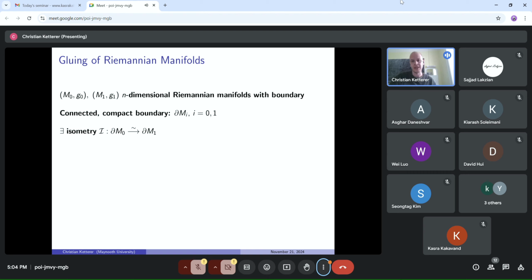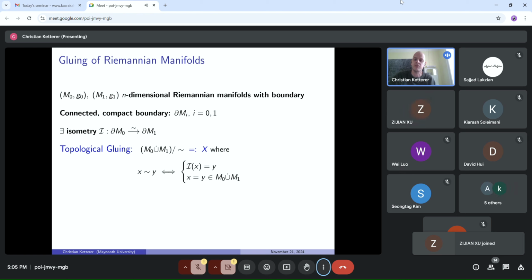If we now want to glue these two manifolds together along the boundary, the first step is that we build the topological gluing. This is obtained by defining the following quotient space. We have the disjoint union of M0 and M1, and an equivalence relation on this disjoint union, given as follows. X is related to Y if and only if X is mapped to Y via the isometry I, when X is in the domain of I or Y is in the range of I. And in all other cases, we just assume that X has to be equal to Y. In this way, we can glue together these two manifolds along the boundary by identifying boundary points using this isometry.